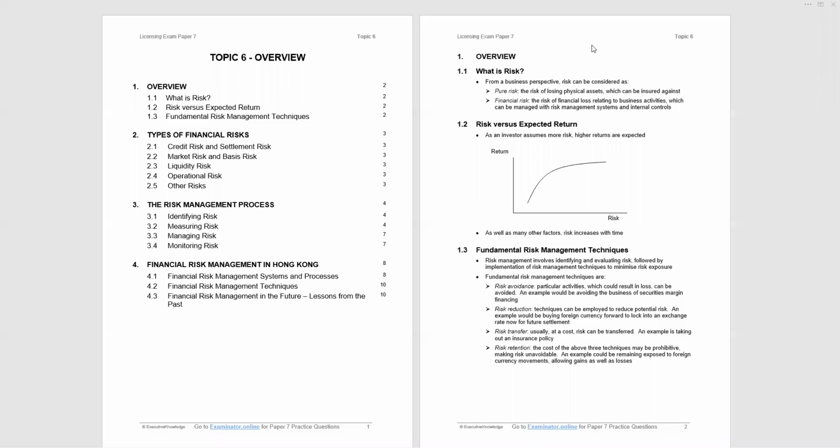Welcome to this short executive knowledge lecture on topic 6, paper 7 of the SFC licensing exams. This topic covers financial risk management, and we'll be looking at what is risk. We'll contrast risk with expected return. We'll be looking at different types of financial risks, the risk management process, and we'll finish off with looking at financial risk management in Hong Kong.